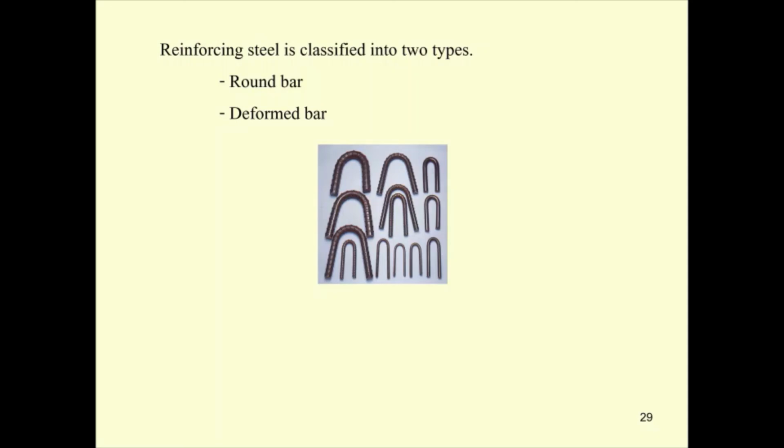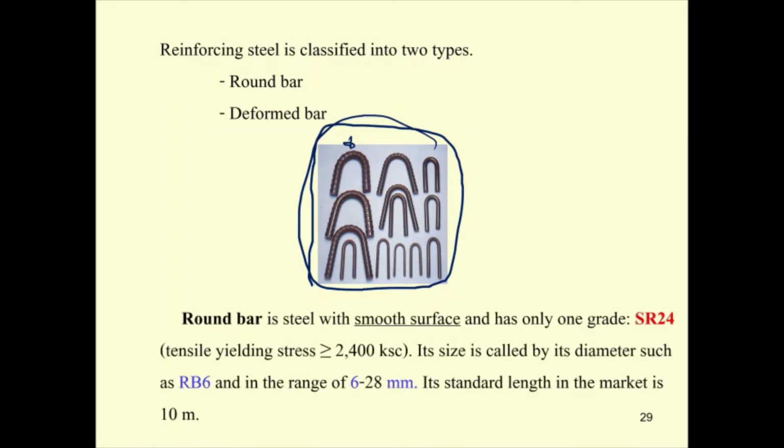We also have some kind of deformed bar. The picture shows the deformed bar. We have deformed bar because the deformations increase the bond between the concrete and the steel. And the steel must be very ductile. It must be bent like this. We have to bend the steel because we are going to increase the bond again between the concrete and the steel. The first one, the round bar, as I mentioned, is RB.